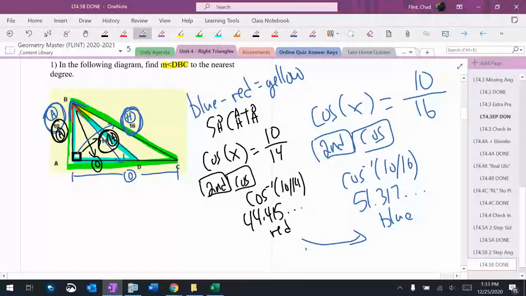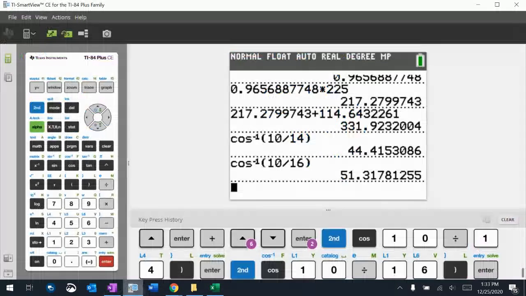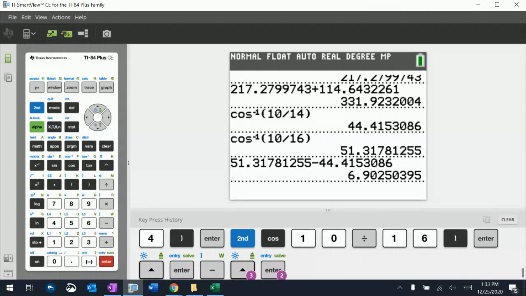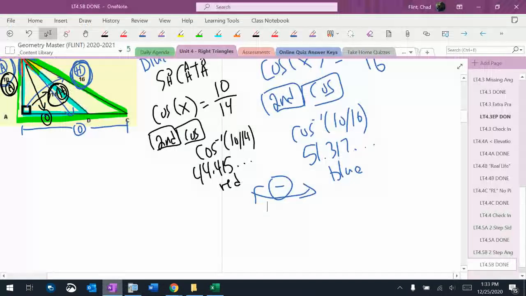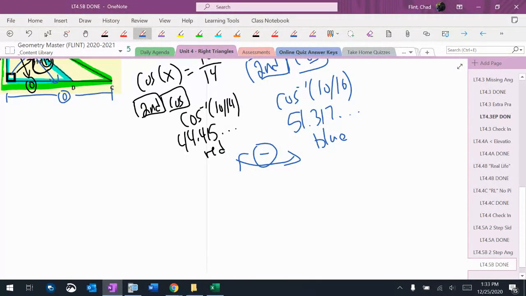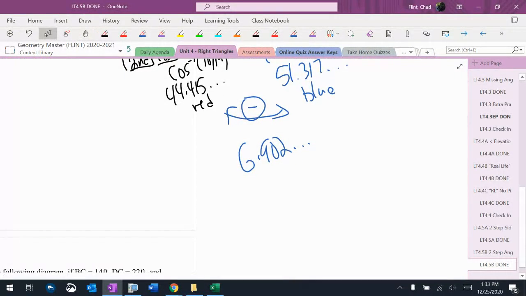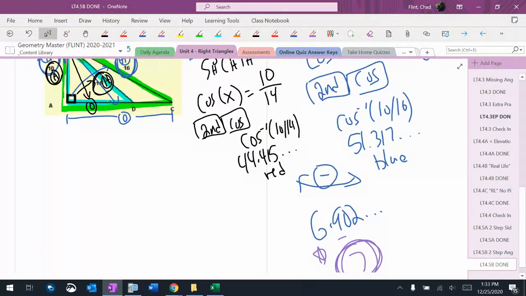And then in the very beginning, I said I was going to subtract those two to give me the answer that I wanted. So go back to my calculator. I'll subtract these two angles, and I get 6.902, and so on. It says to the nearest degree, so I round the 6 using the 9, which means I'm going to have a 7-degree angle there.